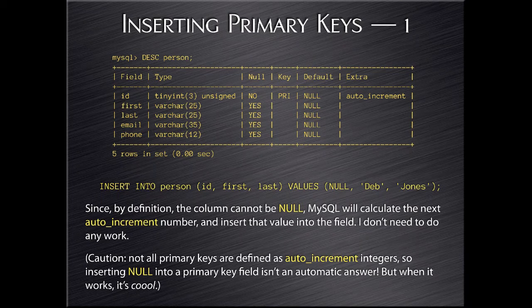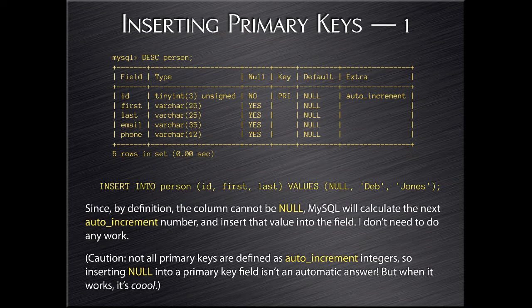So here's my query. I'm just going to insert into 3 columns. That's all I'm going to insert into, and so I'm leaving out email and phone. Both of those are null, so that's okay. So I'm going to insert into person ID, first and last, only those 3 columns, the following values: null and Deb and Jones. And at first you say, well, hey, wait a second. You told me that the ID column can't be null, and yet we're putting null into it.